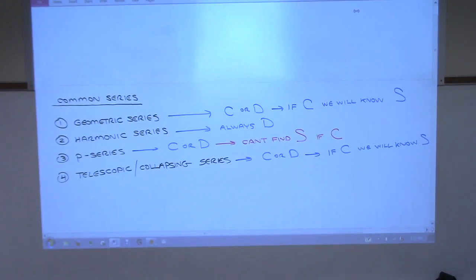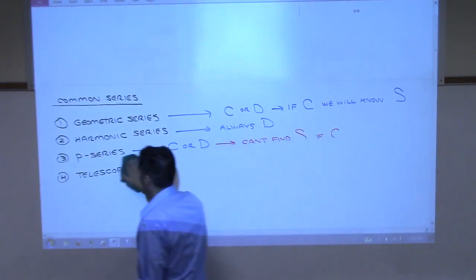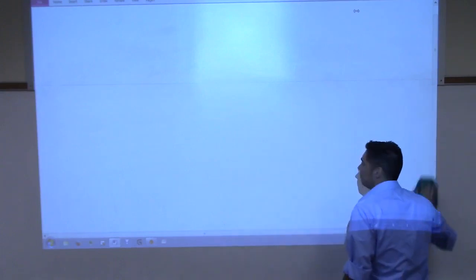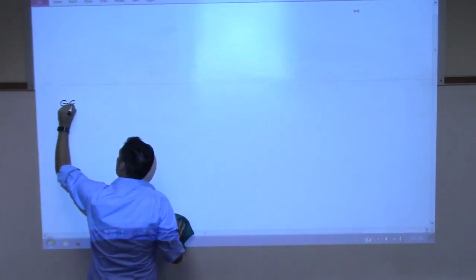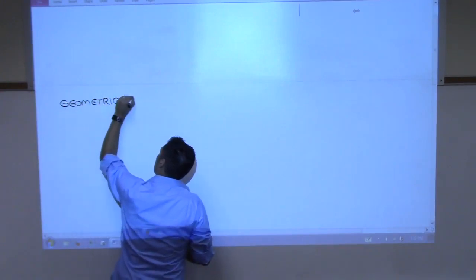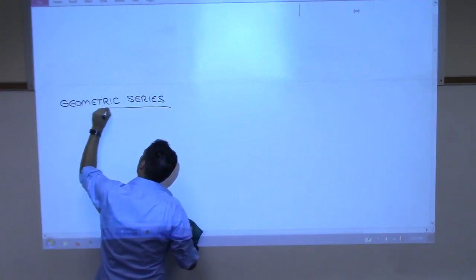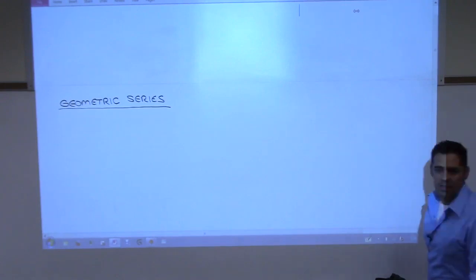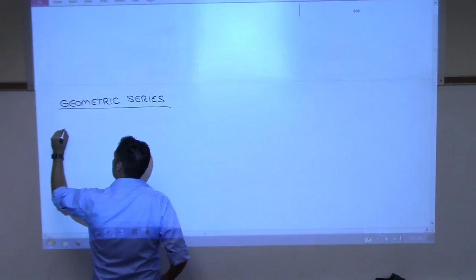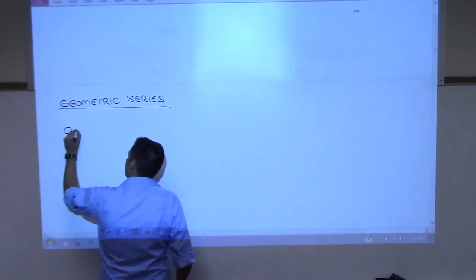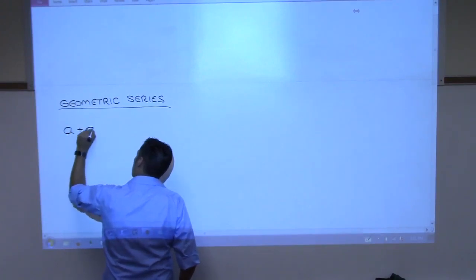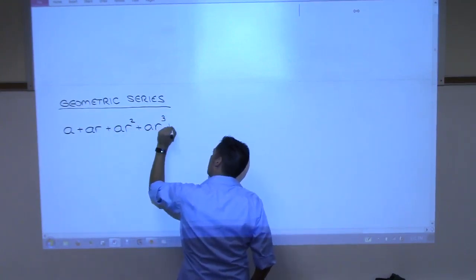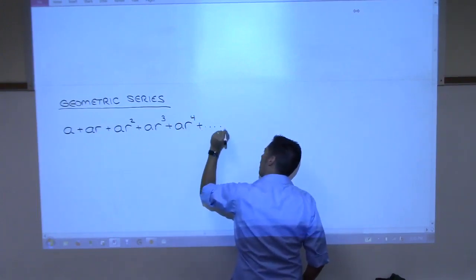All right, so let's get these common series out of the way. We won't finish this today, but I'll see how far I can go. And we'll start with geometric. A very famous type of series, the geometric series. Here is what a geometric series looks like. All geometric series look like this. You have A plus AR plus AR squared plus AR cubed plus AR to the fourth plus ... forever.